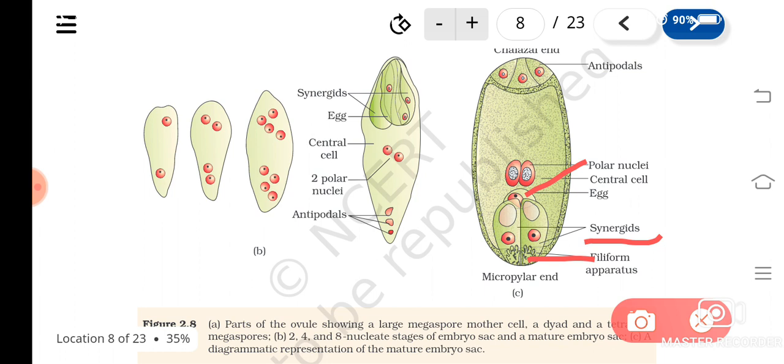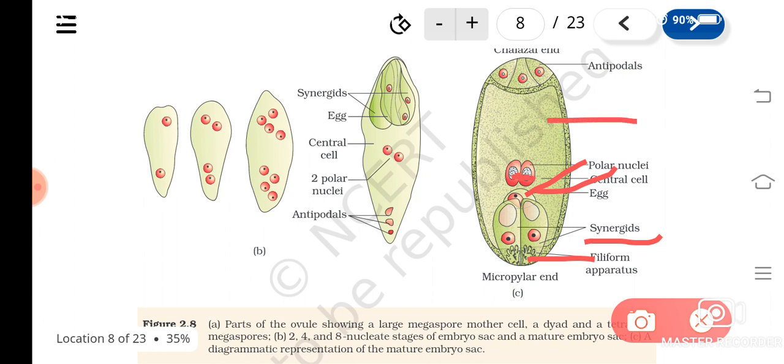The egg is a haploid cell, which fuses with the male gamete and forms the zygote, isn't it? And the other male gamete, how many male gametes are produced? Two. So one will fuse with the egg of the egg apparatus found in the ovule and form the zygote, and the other one will go to the polar nuclei, you can see here. I have explained all this when we were studying the embryo sac, isn't it?